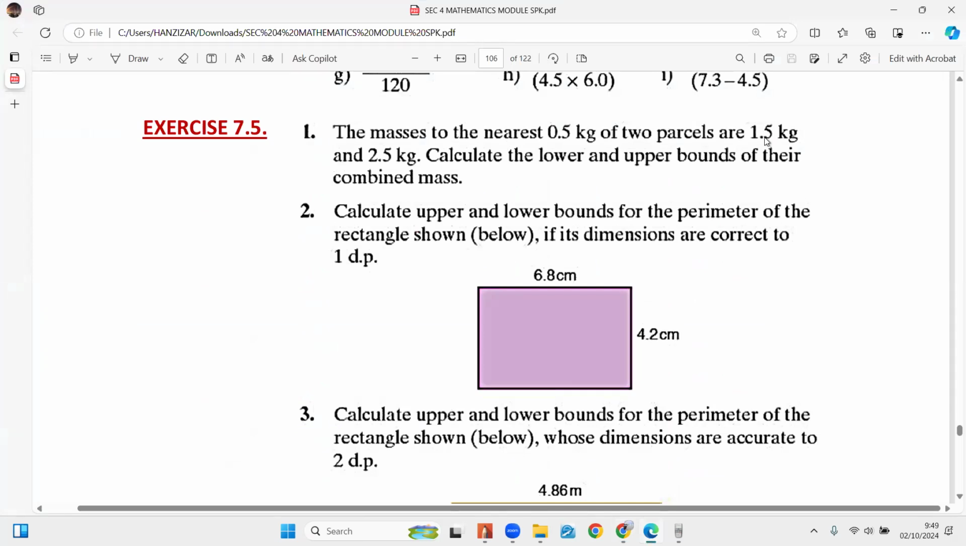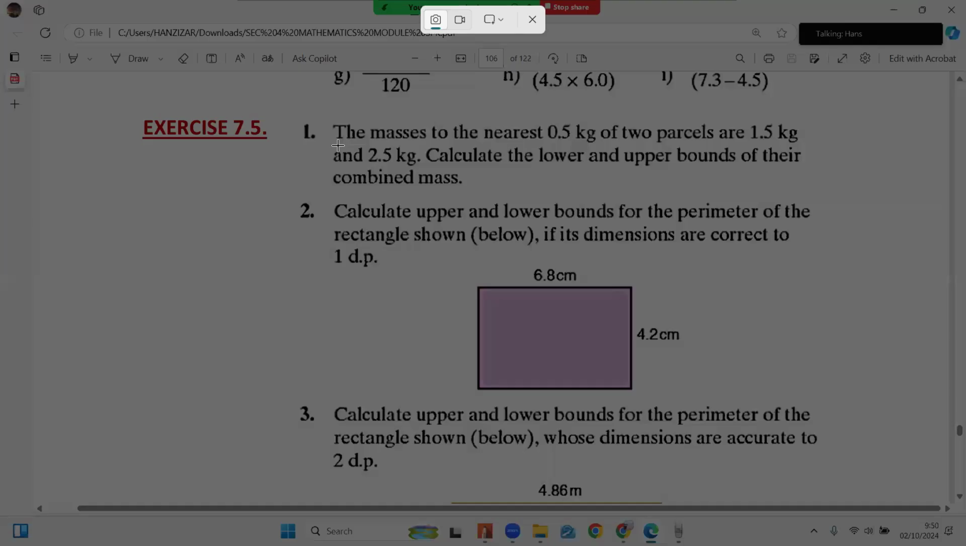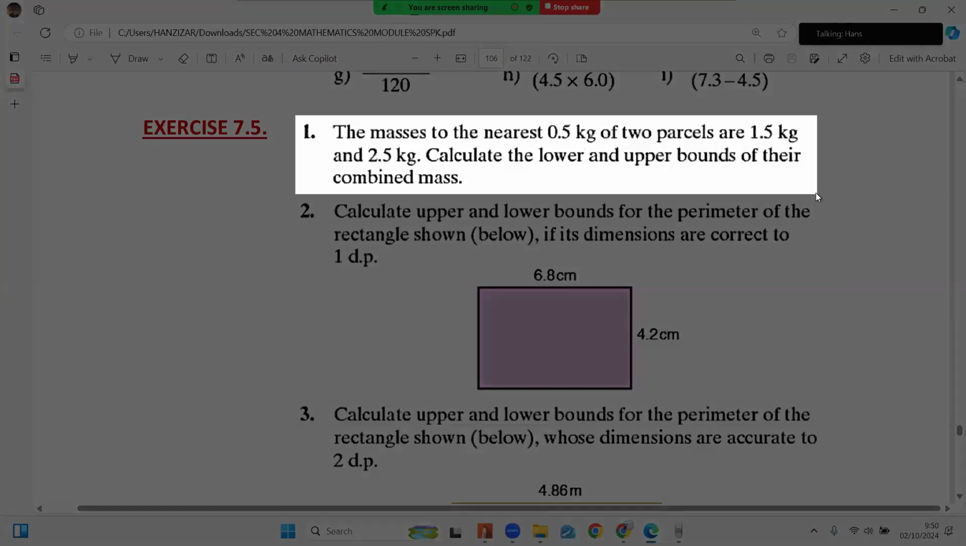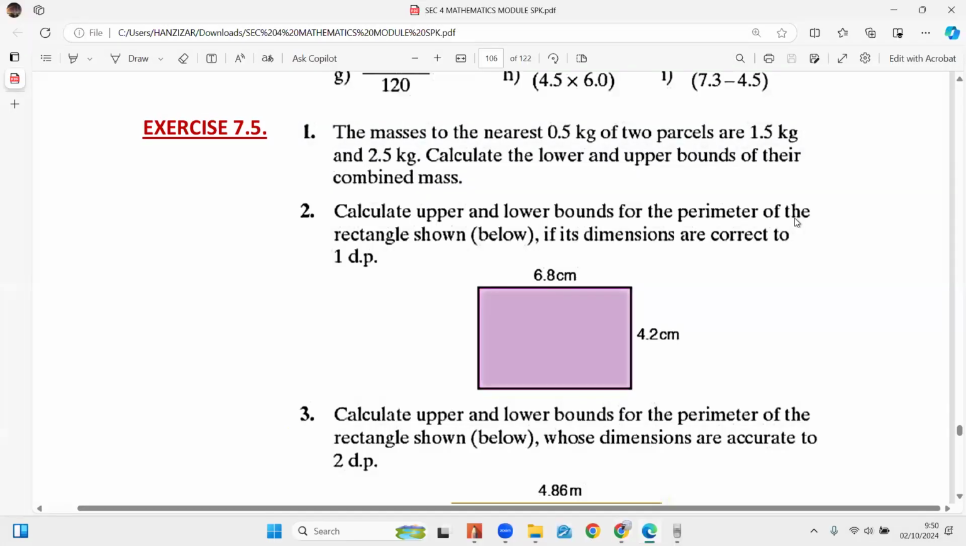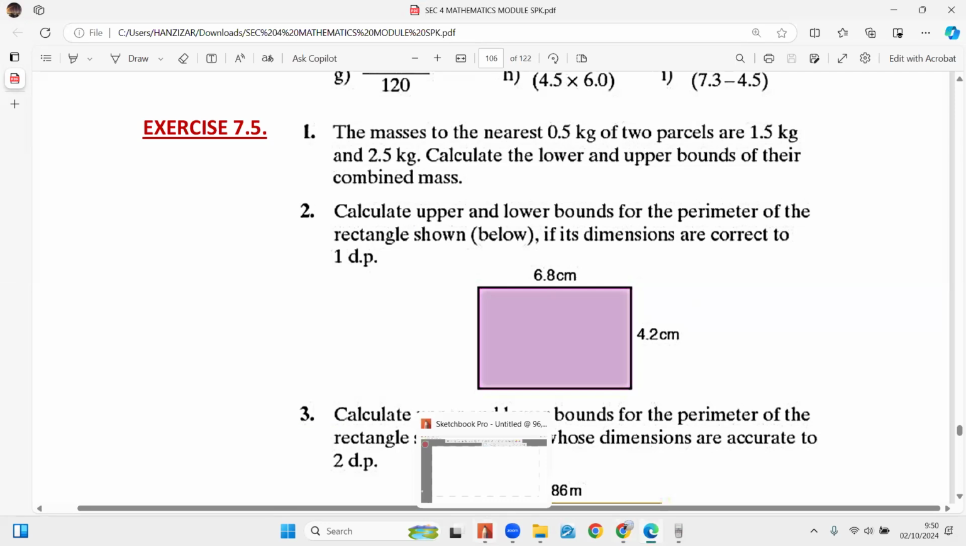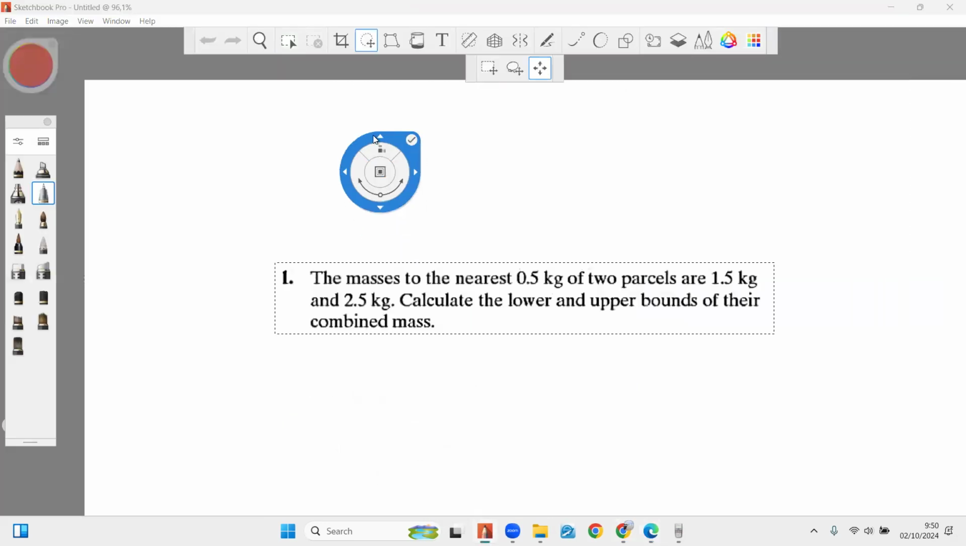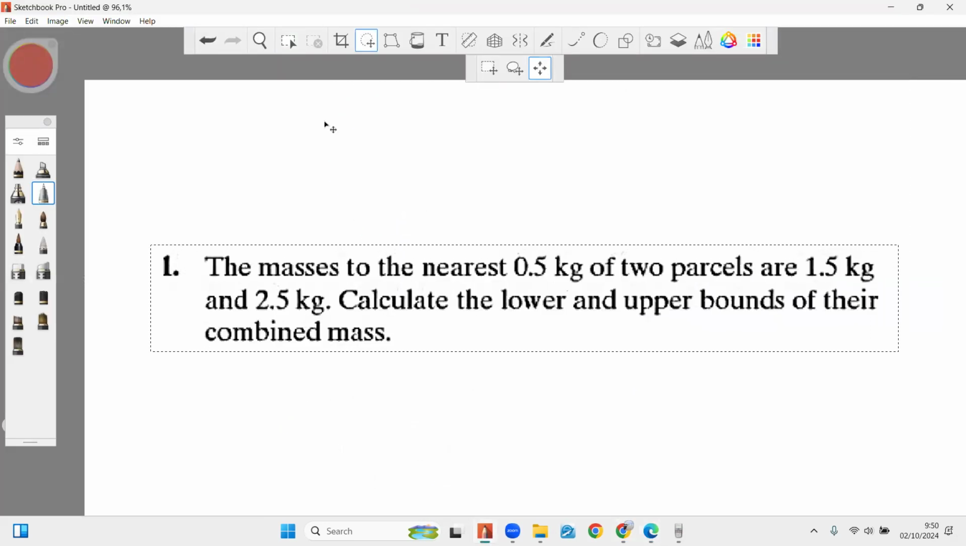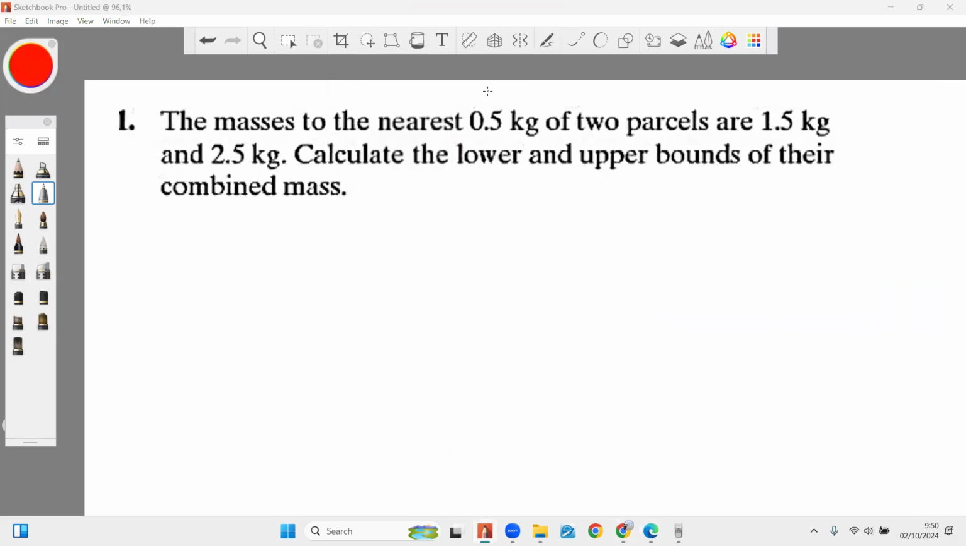here, the masses to the nearest 0.5 kilogram of two parcels are 1.5 kilogram and 2.5 kilogram. Calculate the lower and upper bound for their combined mass. So you know that the nearest is always the standard of our error. The nearest 0.5. This is new for you.